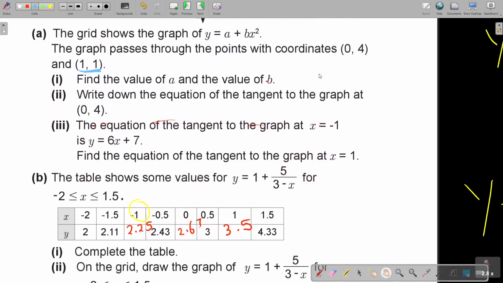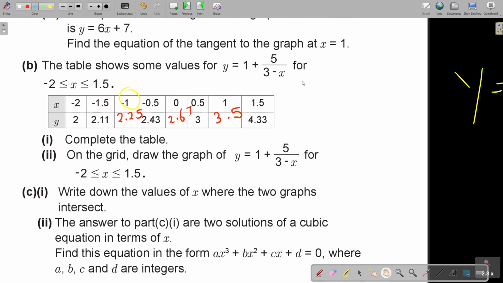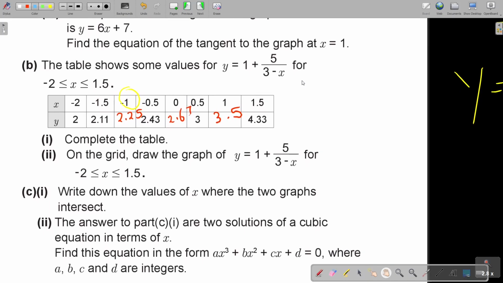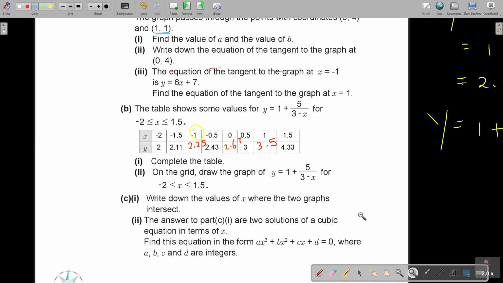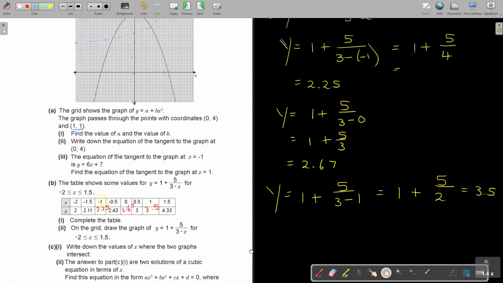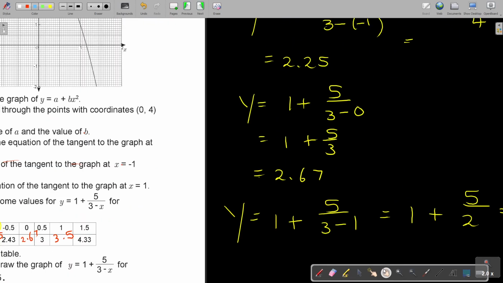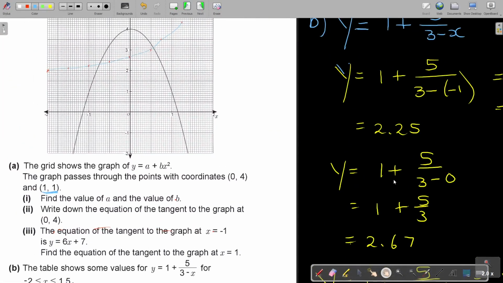Okay, so where are we? Complete on the grid, draw the graph. Write down the values of x where the two graphs intersect. Okay, so let's make it smaller. Where the two graphs intersect. So where you see, okay, now again, I'm going to make it a bit bigger. Where it intersects, where it cuts.